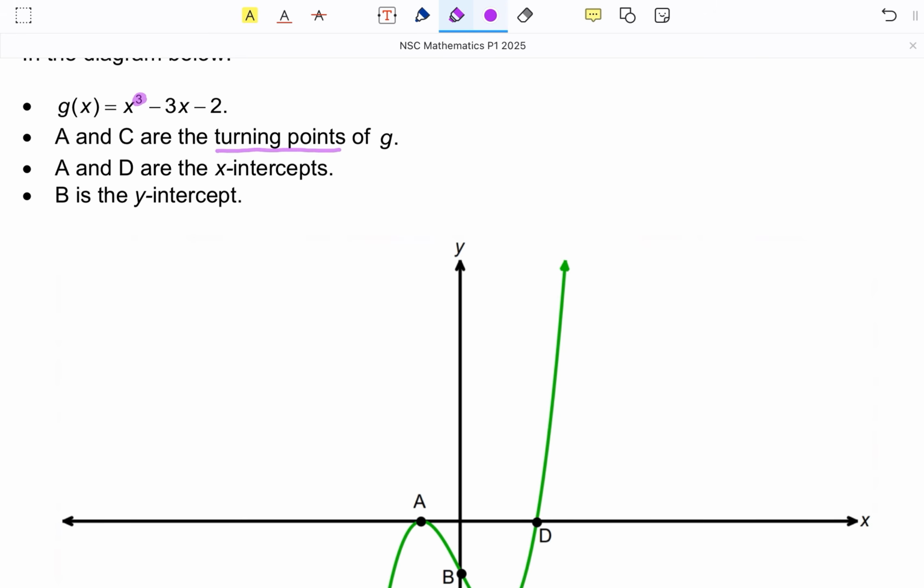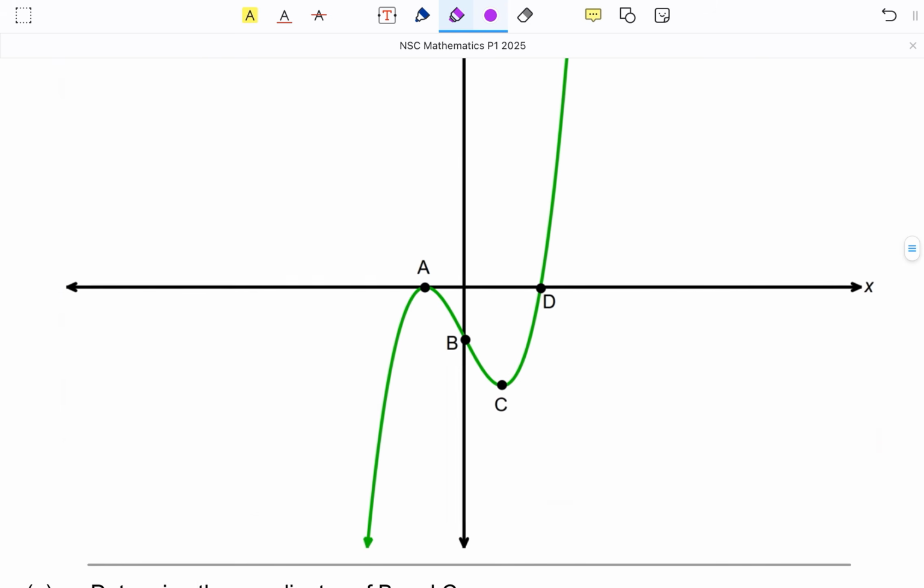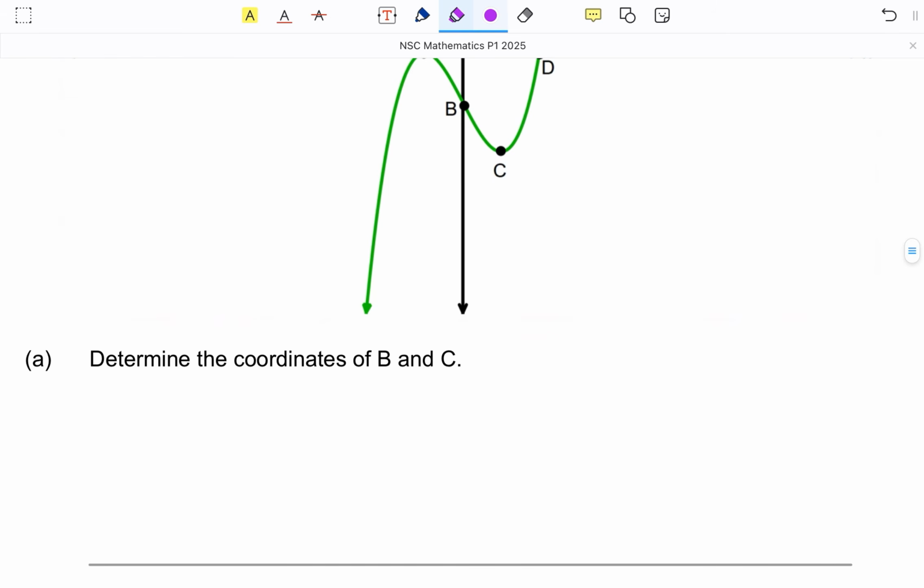We also know turning points can be called stationary points. A and D are x-intercepts, and we can see that on the diagram. And then B is the y-intercept. So if we ever have to calculate the coordinate of B, we can make x equal to 0, or it is a constant number in the equation. So let's take a look at the first question.